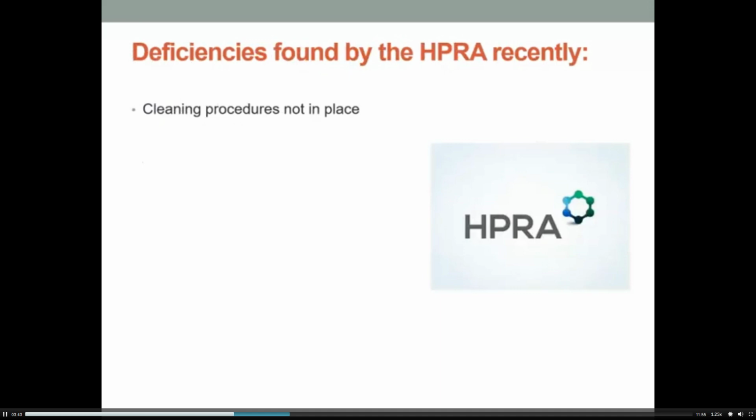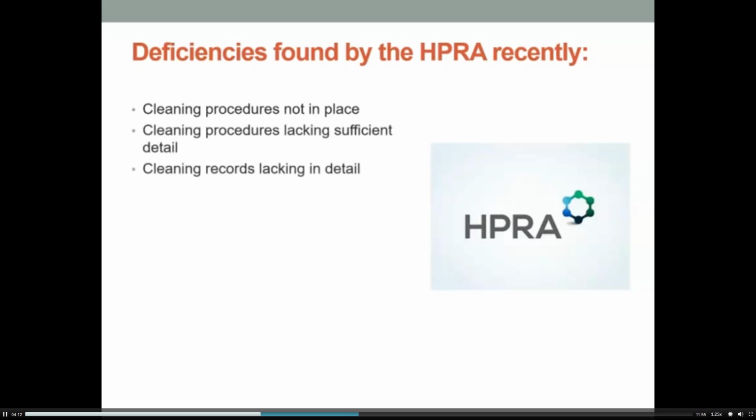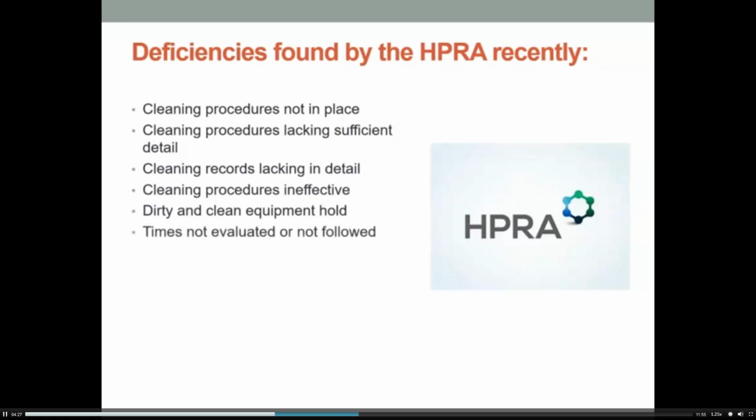Cleaning issues are often found in regulatory inspections, and the regulators would have a very good indication from a site as to how their quality systems are in control based on how they manage their cleaning practices. So these are some deficiencies that were recently found by the HPRA, the Irish regulatory body. Cleaning procedures not in place, cleaning procedures lacking sufficient detail, cleaning records lacking in detail, cleaning procedures being ineffective, dirty and clean equipment hold times not being correctly established or validated, times not evaluated or followed.